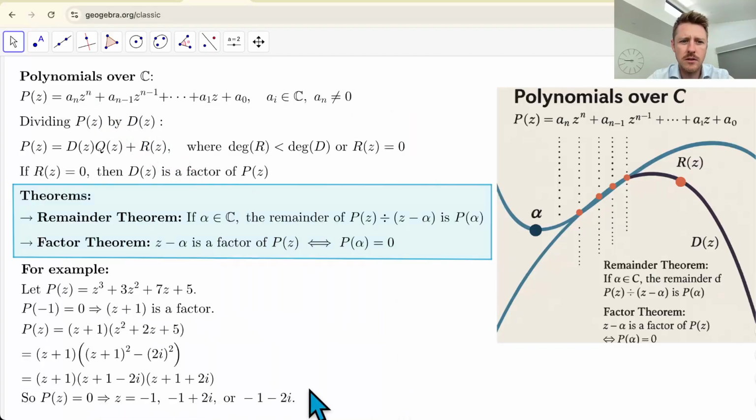So we've got three solutions there. Okay, hopefully that makes a bit of sense. I think this image summarizes the whole thing for you as well.